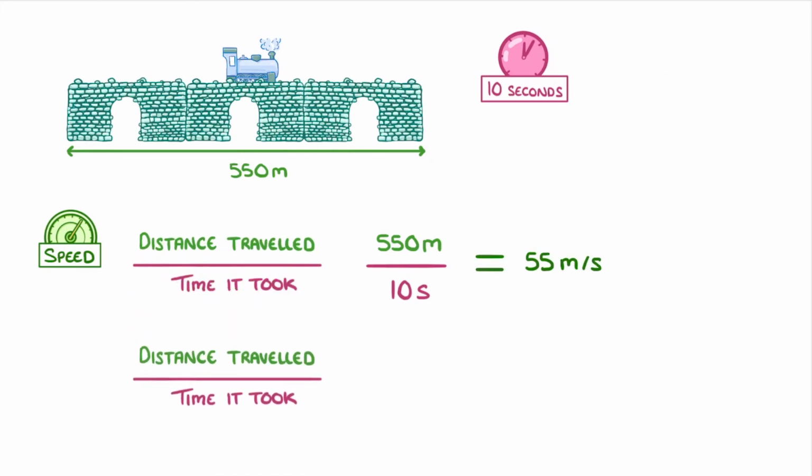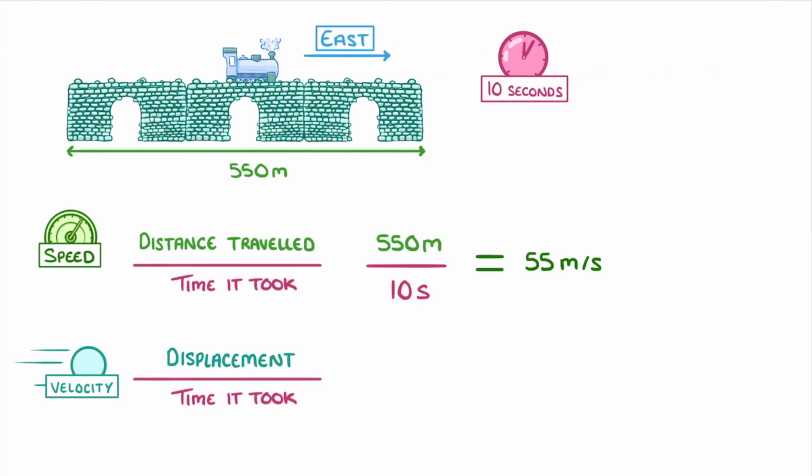If we took this same equation, but replaced the scalar quantity of distance traveled with the vector quantity of displacement, we'd then be able to get the vector quantity of velocity. If we knew the direction that the train was traveling in, for example, east, then instead of writing the distance, we could write the displacement, which would be 550 meters east. The time would still be 10 seconds, and the velocity would still have a value of 55. But the units of the velocity would be meters per second east, rather than just meters per second, like we've got for speed.